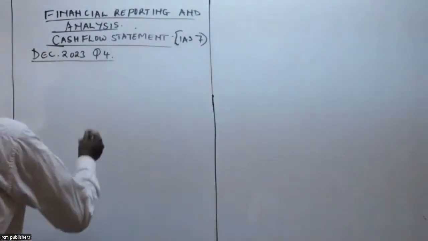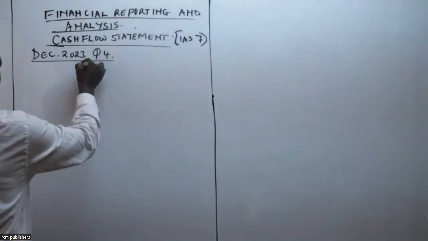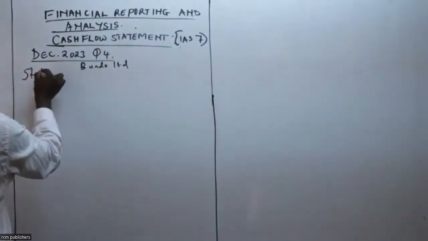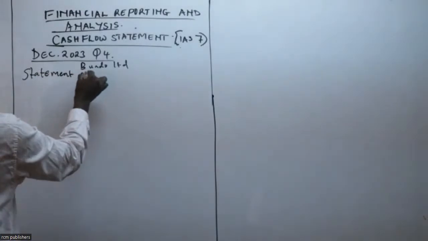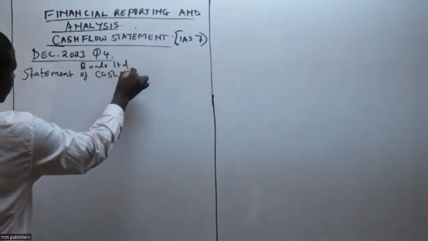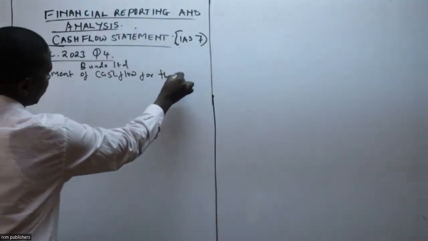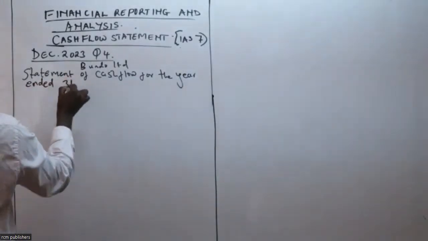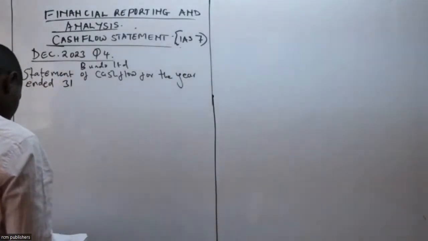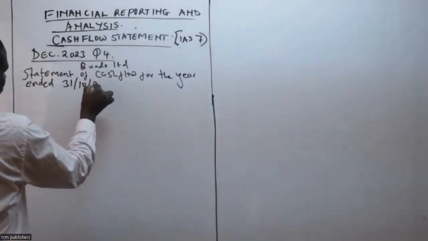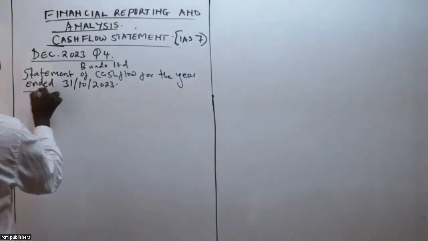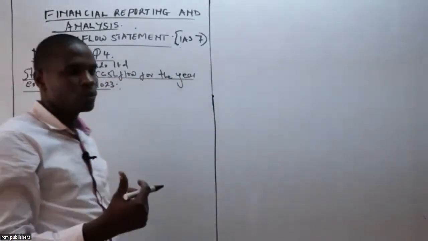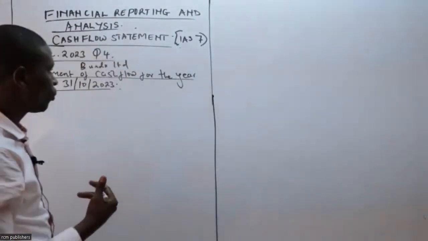So class, if you are with me, we can start this question. And we start with the heading. This is Bundo Limited, statement of cash flow for the year ended 31st of October 2023. So that is it. That is the heading. When you're tackling any question under reporting, you need to include the heading.